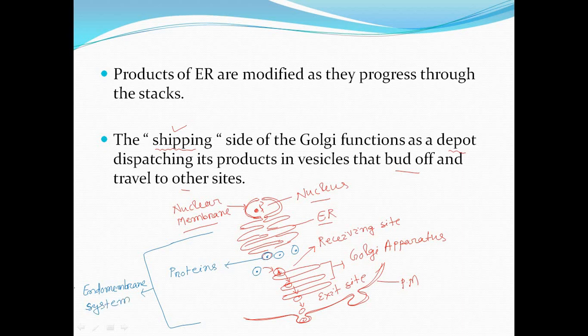Endomembrane system. Okay, because this endoplasmic reticulum is connected with the nuclear membrane, then it forms the vesicle, which is the carrier vehicle for the proteins and lipids. Then it enters into the Golgi apparatus with its cis side or receiving side. Inside the Golgi apparatus, the proteins are processed. After processing, they depot or exit from the trans side and enter into the plasma membrane. This vesicle, endoplasmic reticulum, and Golgi apparatus form the endomembrane system.